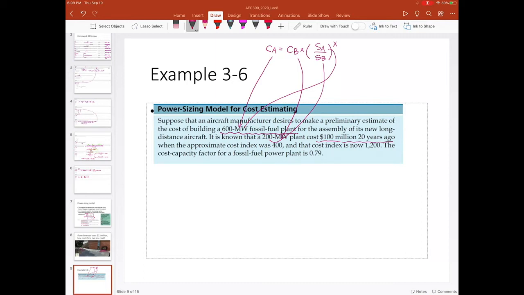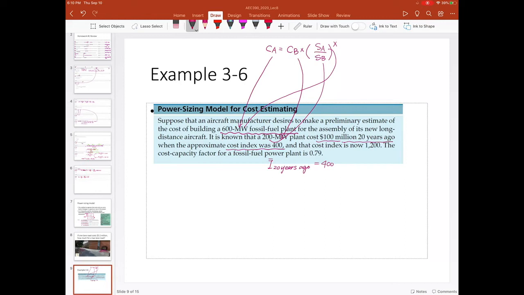So it is known that a 200 MW plant cost 100 million 20 years ago when the approximate cost index was 400. So this cost index is actually the I bar, right? But it's 20 years ago. Well, we don't know which year it is. We just label it as 20 years ago, okay? So we know that the index is 400.